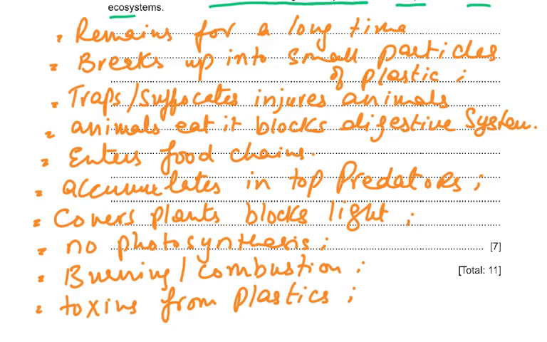Remains for a very long time, breaks up into small particles of plastic. It can trap or suffocate or injure animals. The animals eat it, it blocks their digestive system, enters food chains, accumulates in the top predators, covers the plants so it blocks light, so then plants cannot photosynthesize. If you burn them, then it's combustion. That's another form of pollution. And then toxins from the plastics are, of course, damaging the whole environment everywhere.